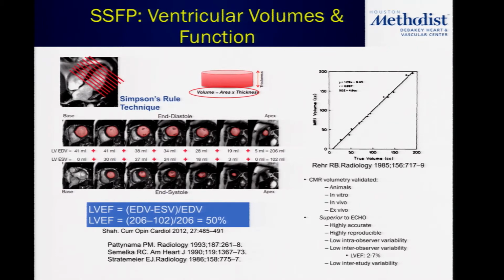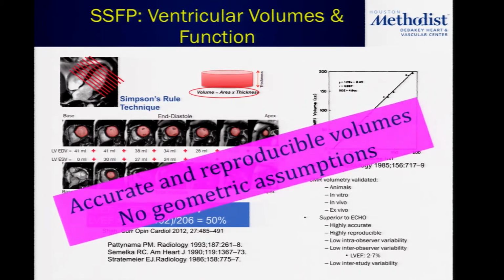This actually now, again, goes back many years, and there are numerous studies really validating this, both in animals as well as in vivo and in vitro settings, showing really a very tight correlation. And here's an example of comparison of CMR volumes to casts of cadaveric hearts, showing again a very close correlation between volumes derived by CMR.